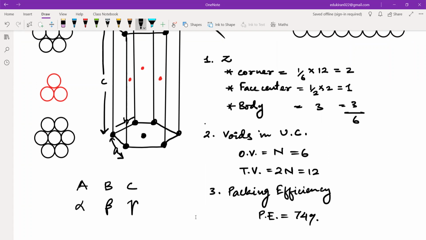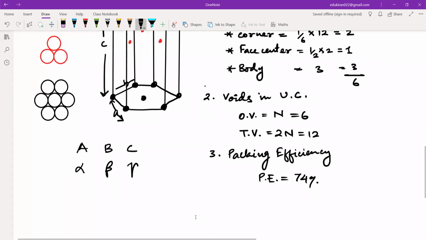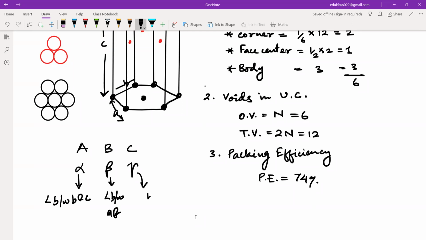But please remember, what are alpha and beta? Alpha is the angle between B and C. Beta is the angle between A and C, and gamma is the angle between A and B. You can see that this is the edge on the wall, and these are the floors. You know that the wall and floor have an angle equal to 90 degrees. So alpha is equal to beta, equal to 90 degrees, and gamma here will be equal to 120 degrees.